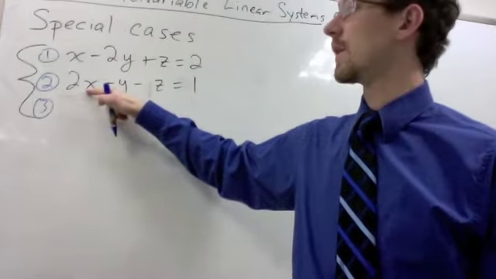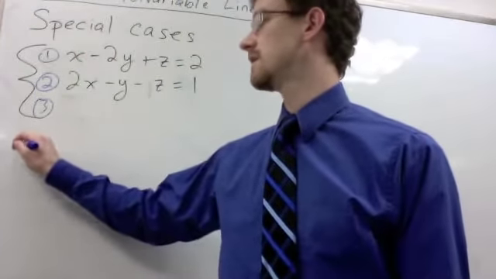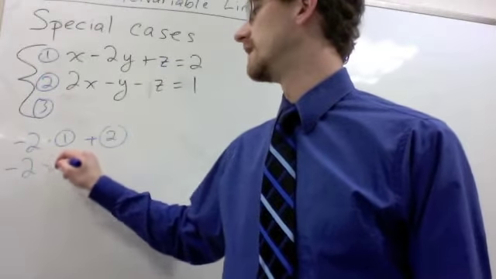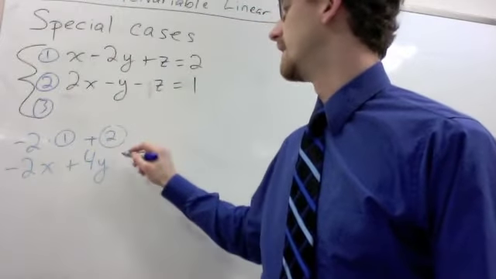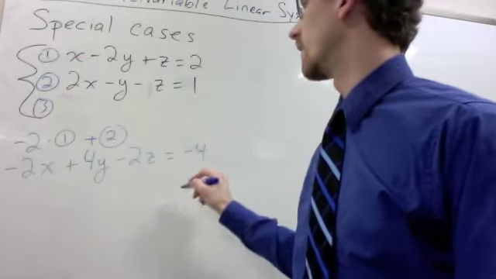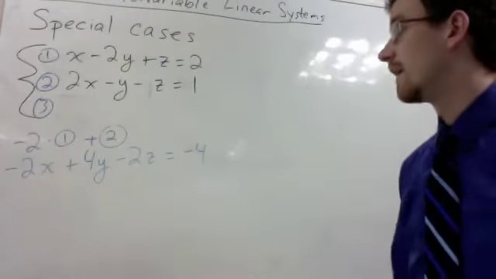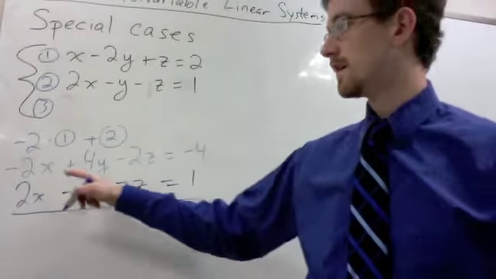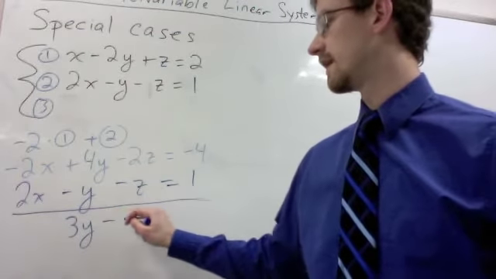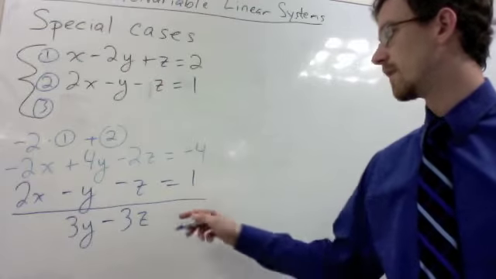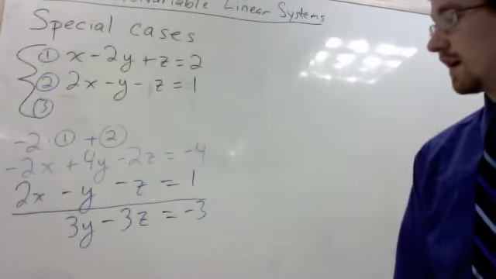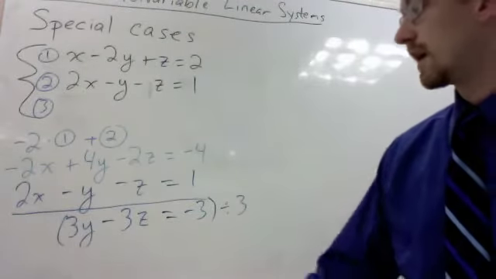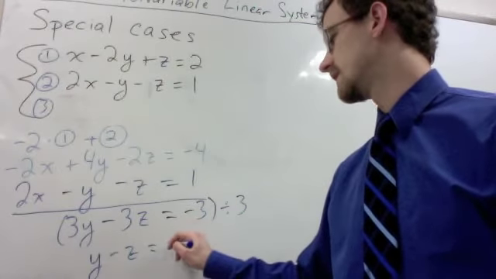In order to eliminate the x in our second equation, we want to add negative 2 times that first equation. Negative 2 times equation 1 plus equation 2, which gets us negative 2x plus 4y minus 2z equals negative 4. And to that, we are going to add that second equation, 2x minus y minus z equals 1. Those cancel. 4y minus y is 3y, negative 2z minus z is minus 3z, negative 4 plus 1 is negative 3. And I notice these all have a factor of 3 in them, so I'm going to simplify quickly by dividing that whole equation by 3. So that gets us y minus z equals negative 1.